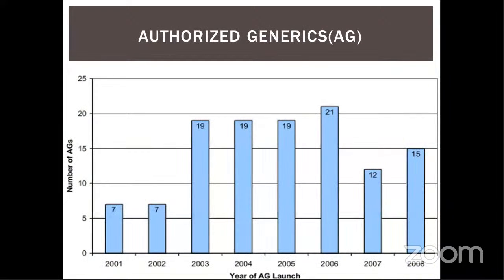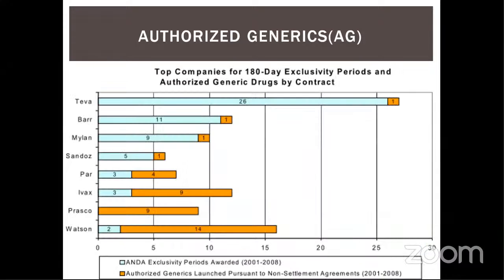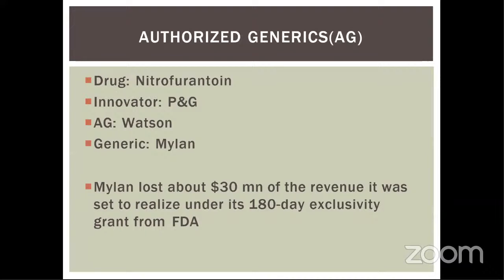See that? That is how much number of authorized generics are there year wise. Here I have given one data. Different data are there of different company and different product. Okay. Here I have also given one example. See that drug nitrofurantoin, innovator PNG, and authorized generics Watson, generic Mylan. Mylan lost about 30 million of the revenue it was set to realize under its 180-day exclusivity grant from FDA.